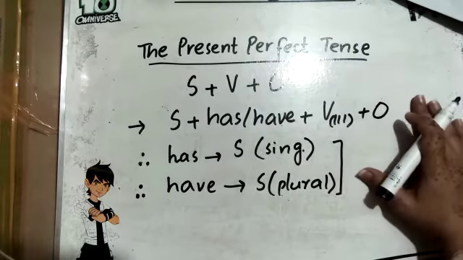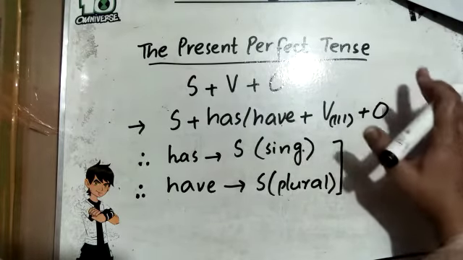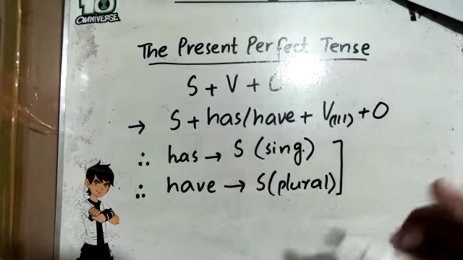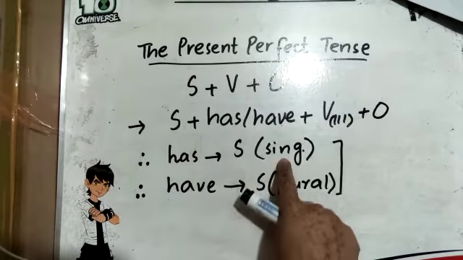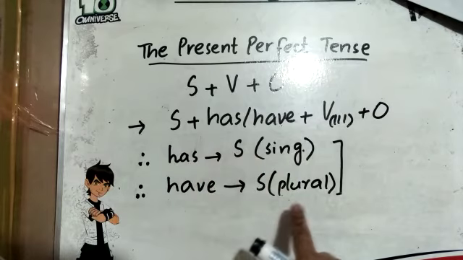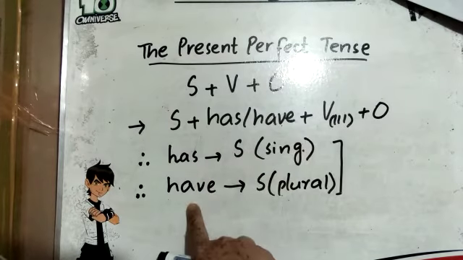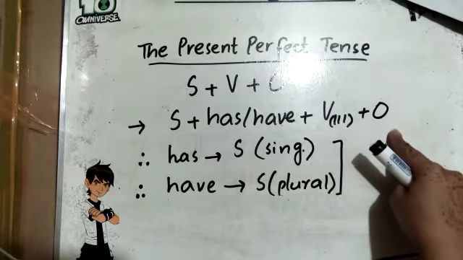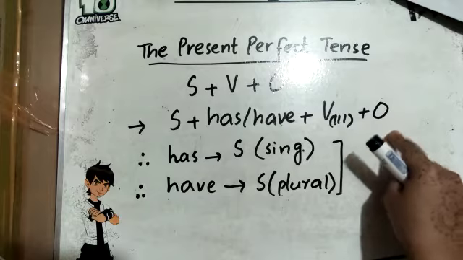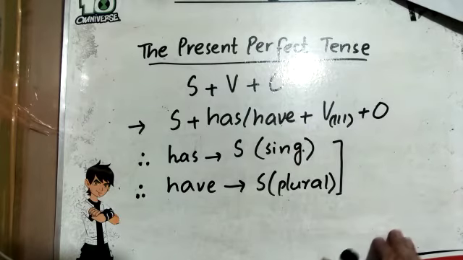So this is a very simple structure for the present perfect tense, in which you simply have to pick out your subject first. If your subject is singular, you will use has, or if your subject is plural, then you will use have as your helping verb. After that you will use verb with its third form, and finally you will have your object. So this is about the present perfect tense.